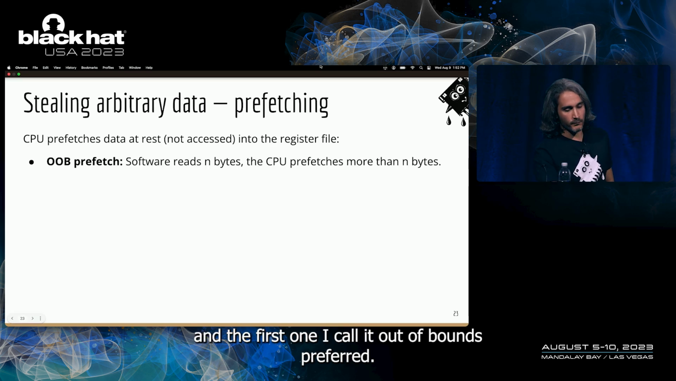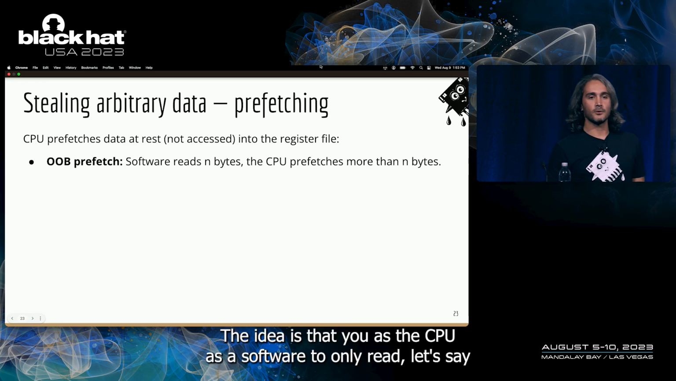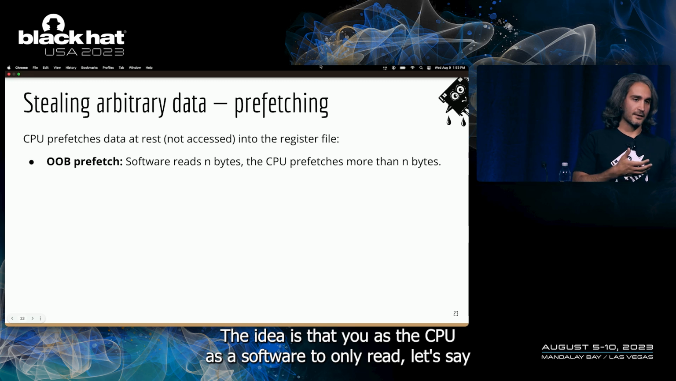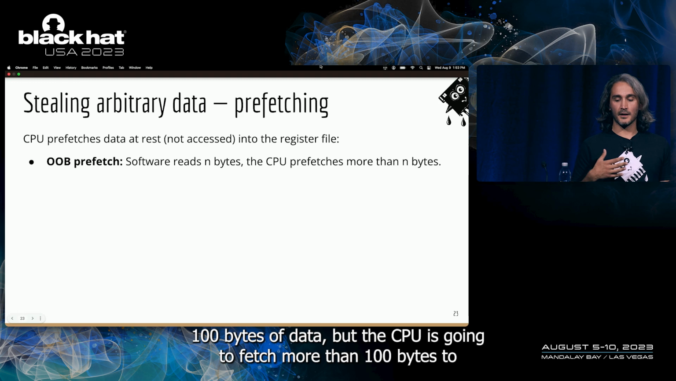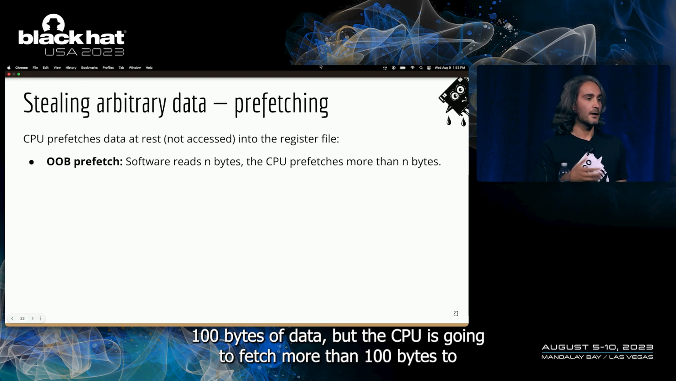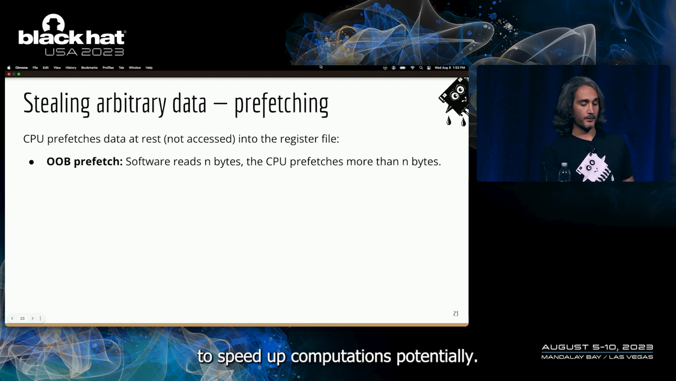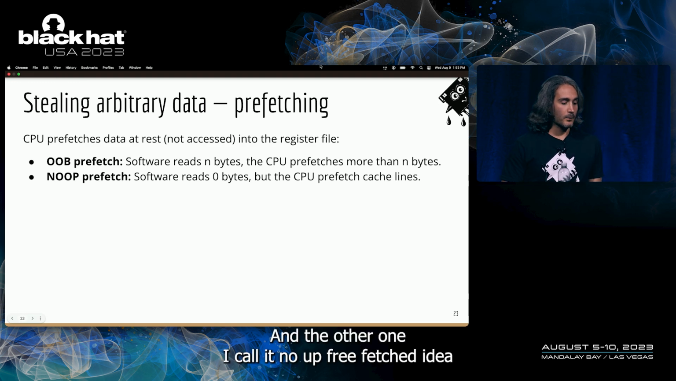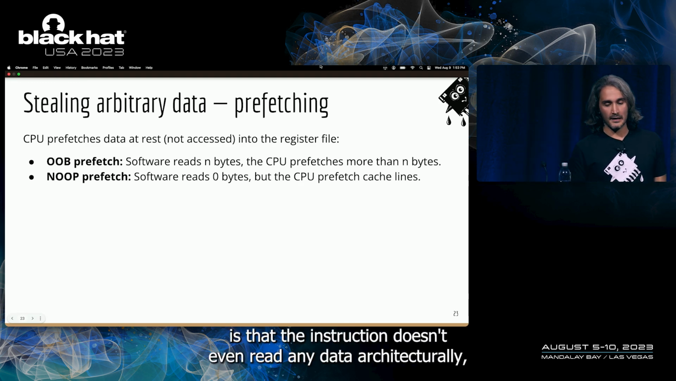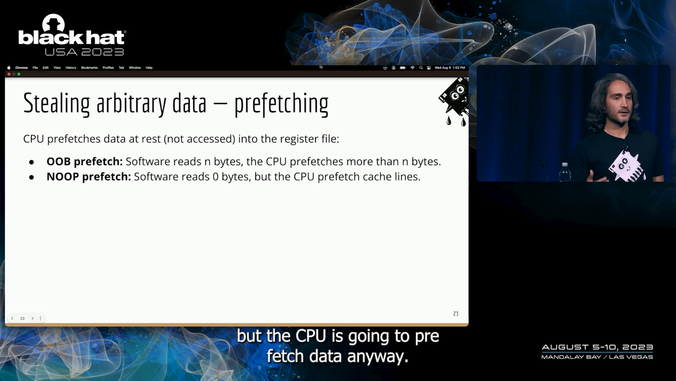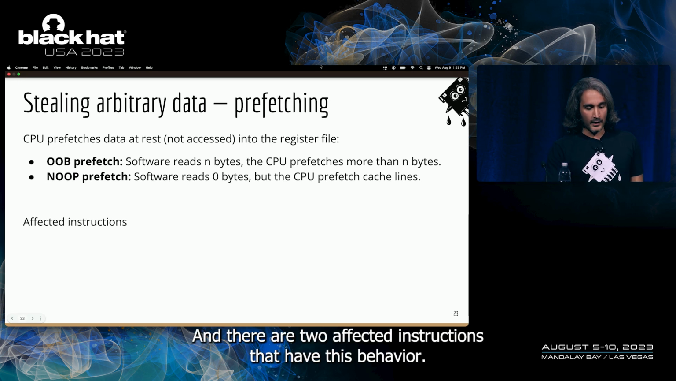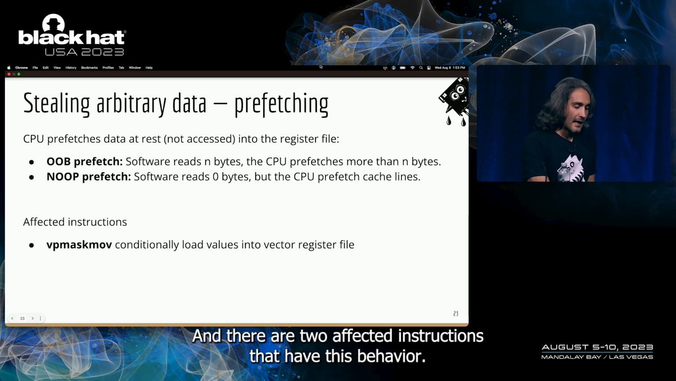The first one, I call out-of-bound prefetch. The idea is that you ask the CPU as software to only read, let's say, 100 bytes of data, but the CPU is going to prefetch more than 100 bytes to speed up computations potentially. And the other one, I call no-op prefetch. The idea is that the instruction doesn't even read any data architecturally, but the CPU is going to prefetch data anyway. And there are two affected instructions that have this behavior.